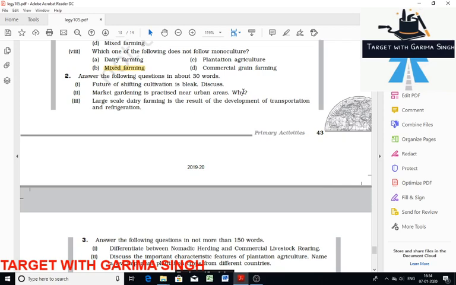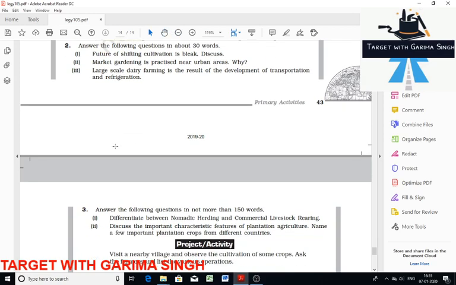Then these crops are perishable in nature, hence farms cannot be situated far away from the main market. Therefore, farms are situated close to the urban market so as to prevent crops from getting stale. That's why market gardening is practiced near the urban areas.